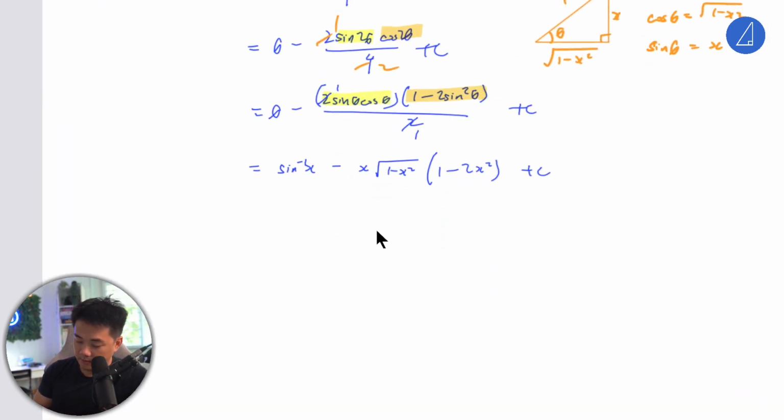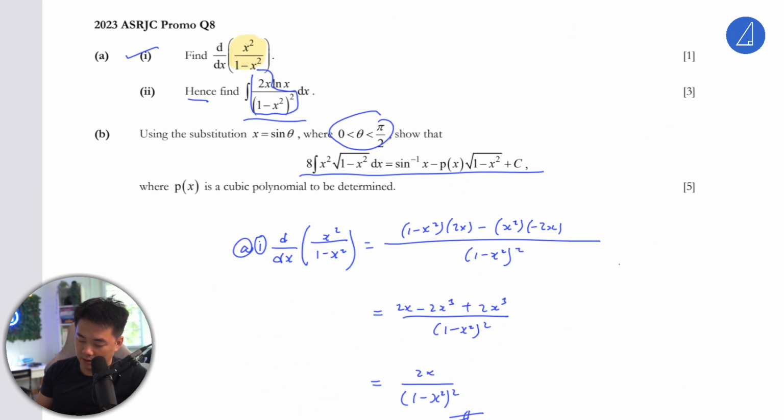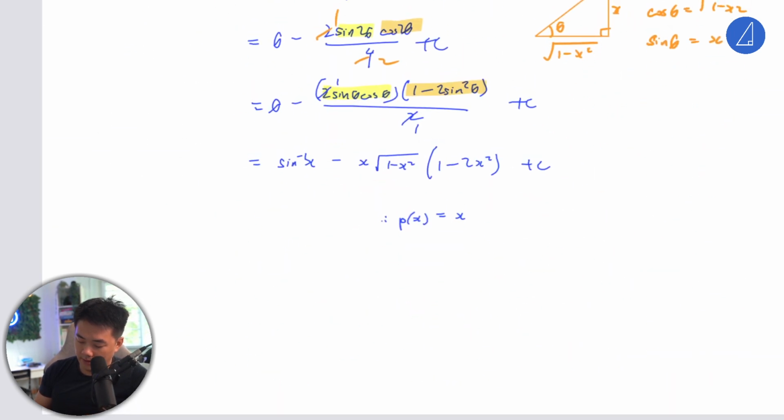So this is our p(x). p(x) is what do we need? p(x) is 1 minus.